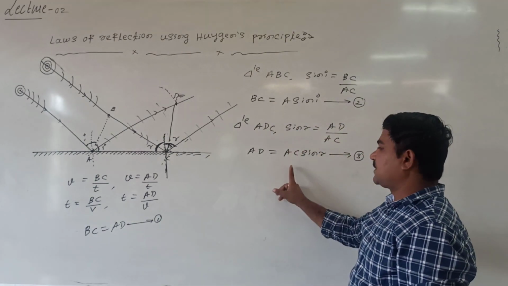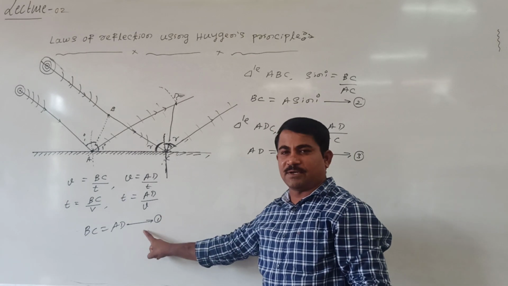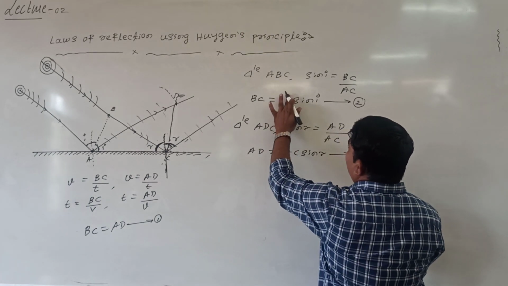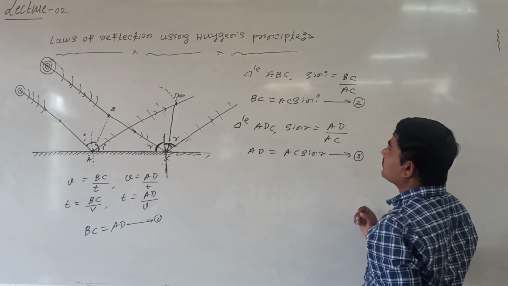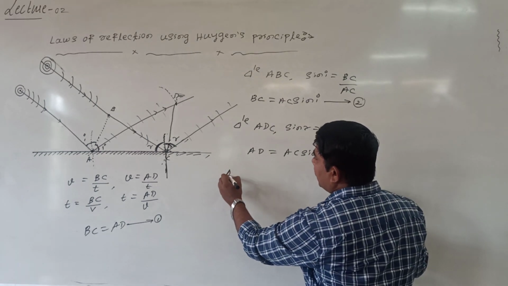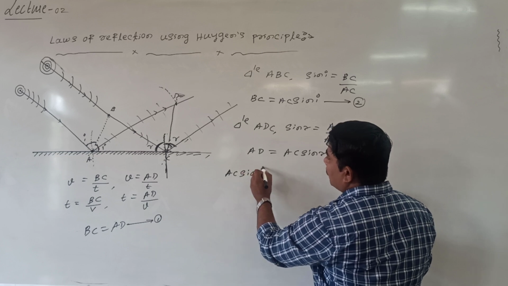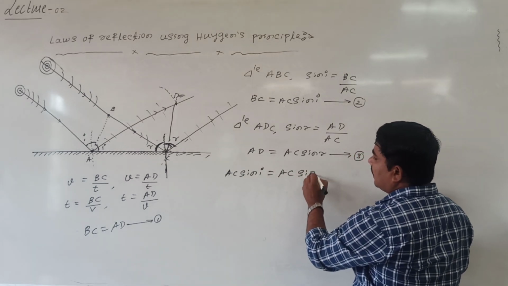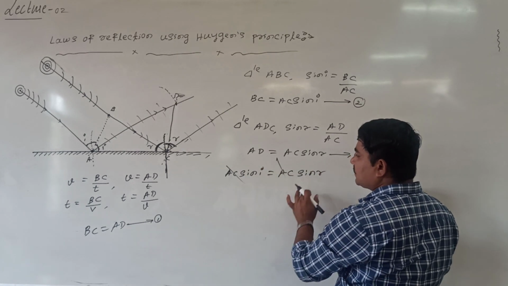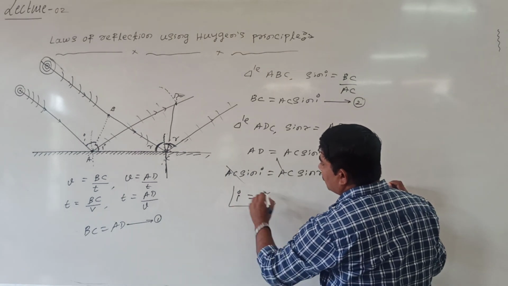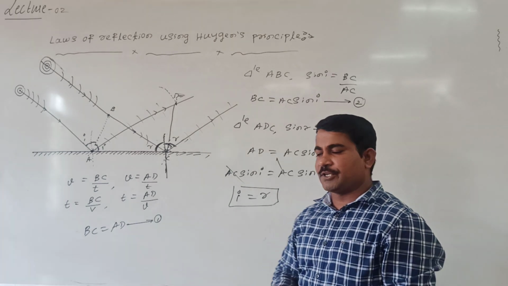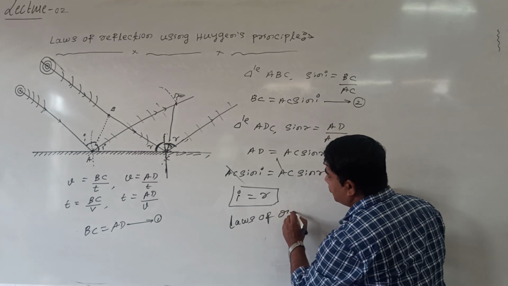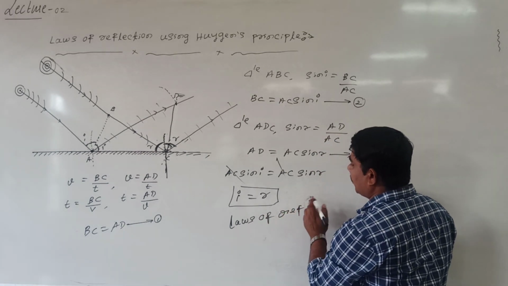Now we got BC and AD. Put equation 2 and equation 3 in equation 1, because BC is equal to AD. AC sin I is equal to AC sin R. AC gets cancelled. Sin I is equal to sin R, or I is equal to R. So this is what you call the laws of reflection. Angle of incidence is equal to angle of reflection. This you can call the second law of reflection.